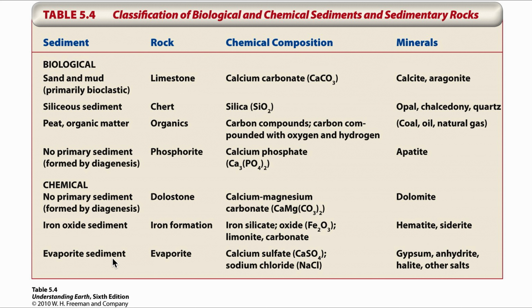And then lastly, we have evaporite sediment that results in a rock called an evaporite. Generally, calcium sulfate and sodium chloride are the most common. So gypsum without water is called anhydrite, halite, and other salts.